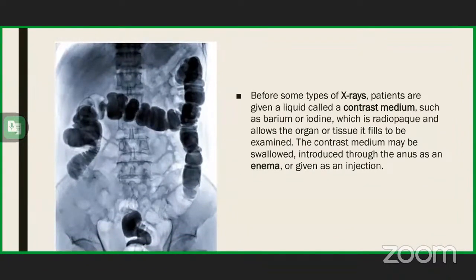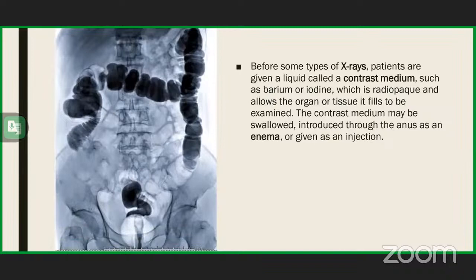Before some types of X-rays, patients are given a liquid called contrast medium. We all know about it, such as barium or iodine, which is radiopaque and allows the organ or tissue to be examined. The contrast medium may be swallowed, introduced through the anus as an enema, or given as an injection. So we know, and that's the way we can realize the structure when it's swallowed, for example, to check the colon, okay, the large bowel, okay.